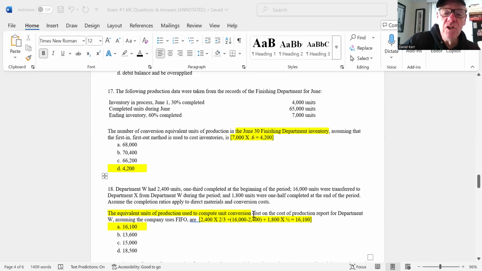And then the conversion units in the ending inventory: 1,800 units were 1/2 complete, so 1,800 times 1/2. So 2,400 times 2/3, 16,000 minus 2,400, and now 1,800 times 1/2. Okay, you add those all together, you get 16,100 for conversion units, and the answer is A.